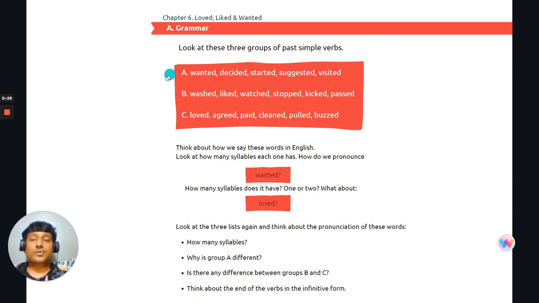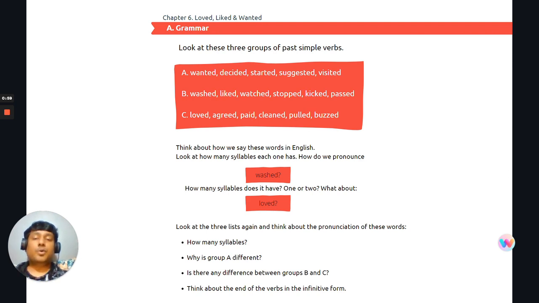Okay, I'm going to read through these three groups. You are then welcome to pause the video and read through these three groups on your own. Okay, number one, or A, we have a couple of words: wanted, decided, started, suggested, and visited. Now moving on to group B: washed, liked, watched, stopped, kicked, passed. Lastly, we take a look at group C: loved, agreed, paid, cleaned, pulled, and buzzed.